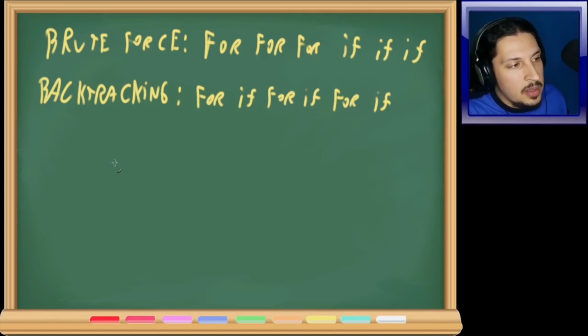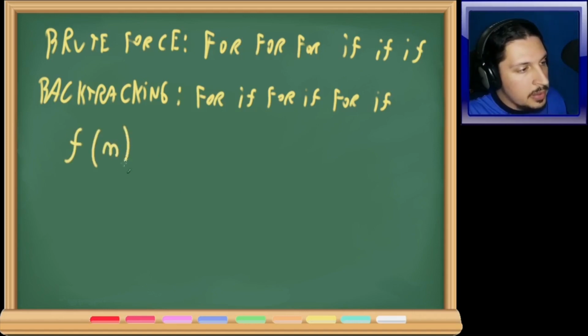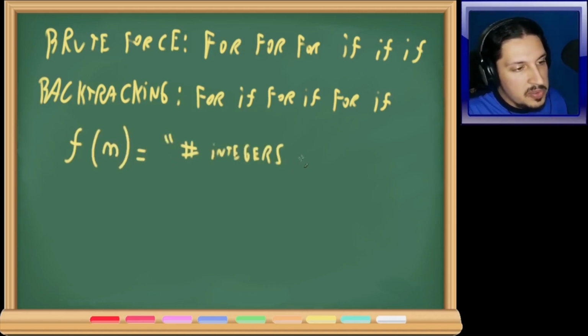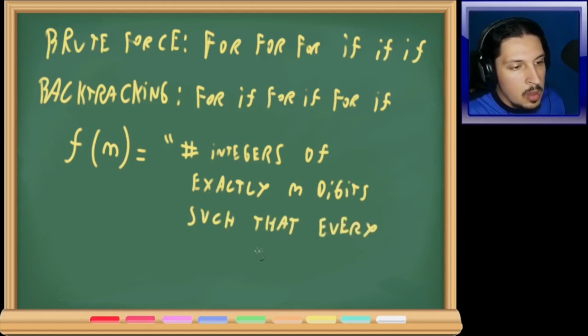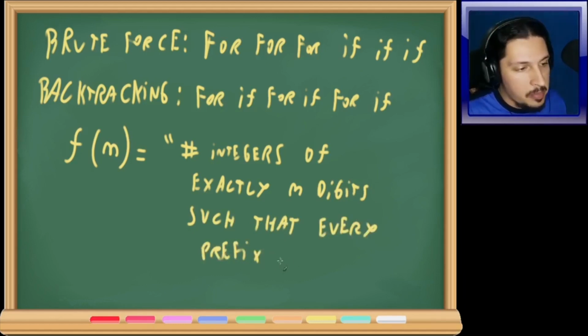And for those cases, when you don't care about how easy it is to code, backtracking is the better choice. So let's do an actual example. Let's say I call f of n the number of positive integers of exactly n digits, such that every prefix of the number is a prime number.